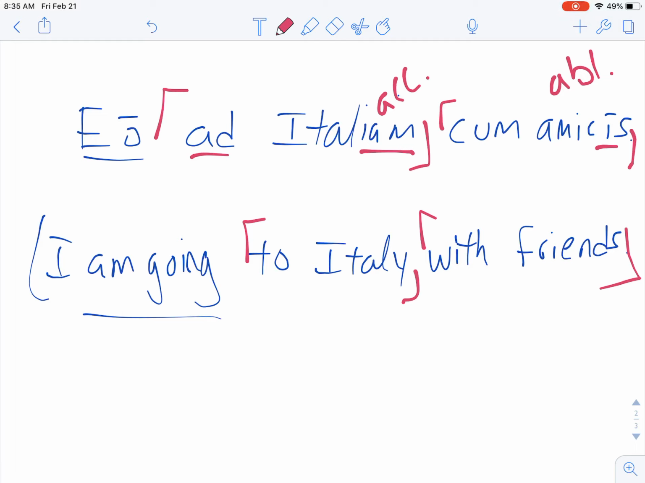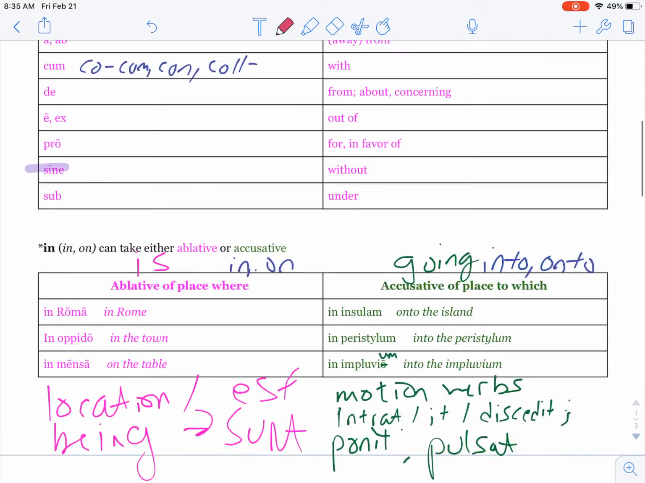These prepositional phrases, I like to think of them as sense units when I'm breaking up a sentence that might be difficult. And just know that ad Italiam will always be one chunk like that. Cum amicis will always be together. You're never separating your object of the preposition from the preposition, and that's important to note.